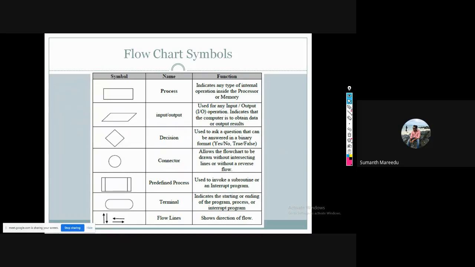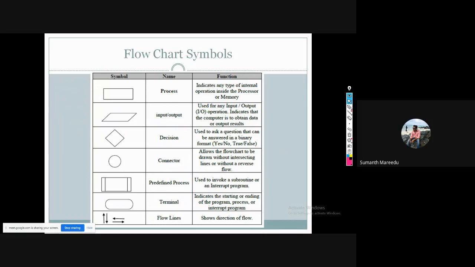It is used for any input output operation and indicates that the computer is to obtain data or output results. If the program is taking input, I'll use a parallelogram. If the program is giving output, I'll use a parallelogram.